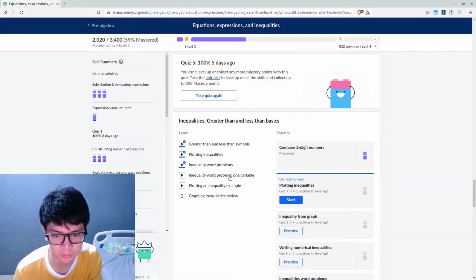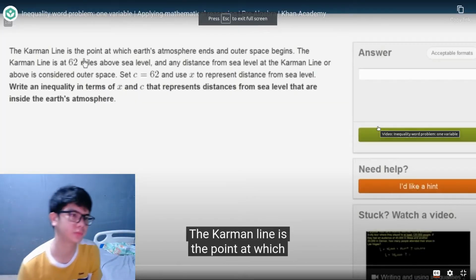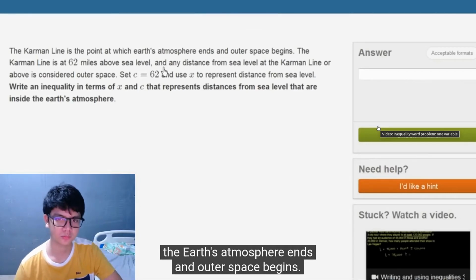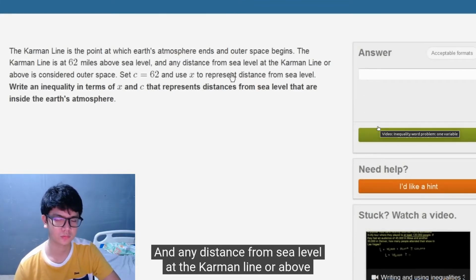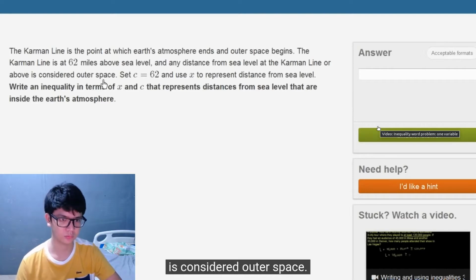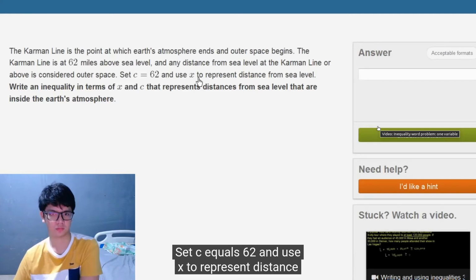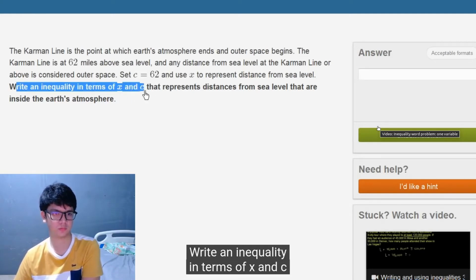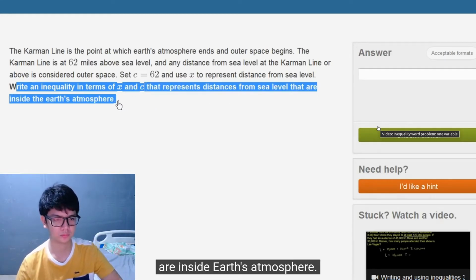Let's go. Inequality with one variable. The Kármán line is the point at which the Earth's atmosphere ends and outer space begins. The Kármán line is at 62 miles above sea level, and any distance from sea level at the Kármán line or above is considered outer space. Set c equals 62 and use x to represent distance from sea level. Write an inequality in terms of x and c that represents the distances from sea level that are inside Earth's atmosphere.